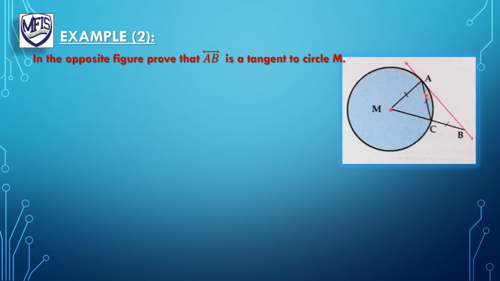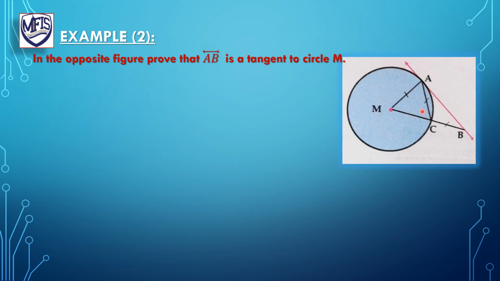Now, look at triangle ACM. Here, AM equals AC, but AM equals MC, two radii. Therefore, this triangle is an equilateral triangle. That means each angle of this triangle equals 60 degrees. Now measure angle MAC equals 60 degrees. Now measure angle ACM equals 60 degrees also. And this angle is an exterior angle of triangle ACB.